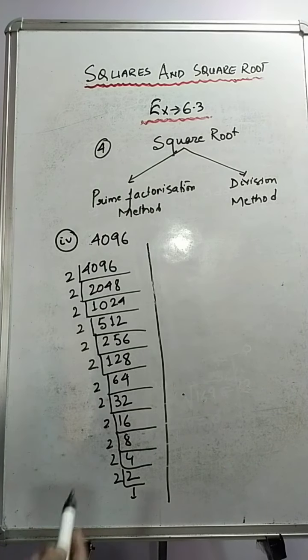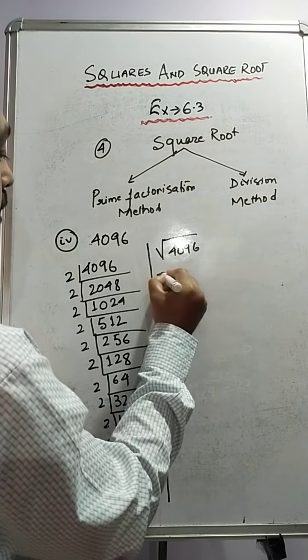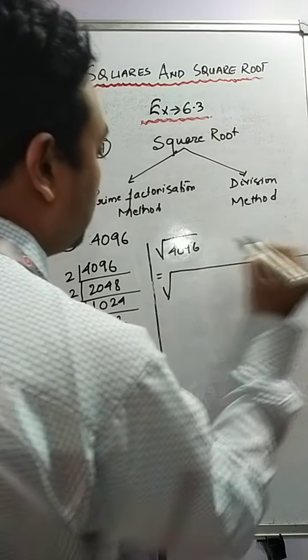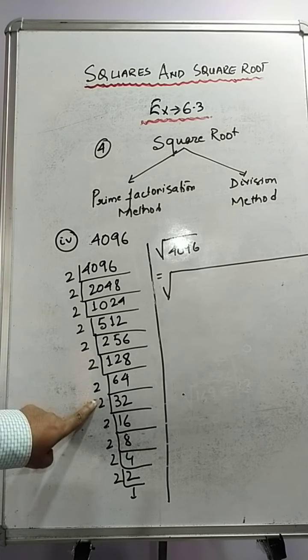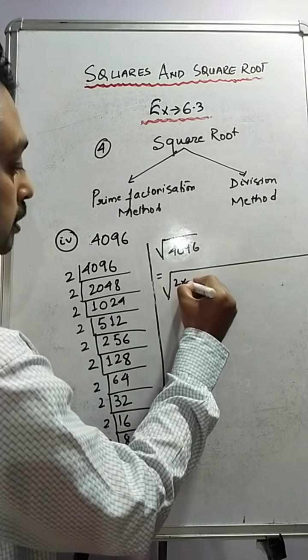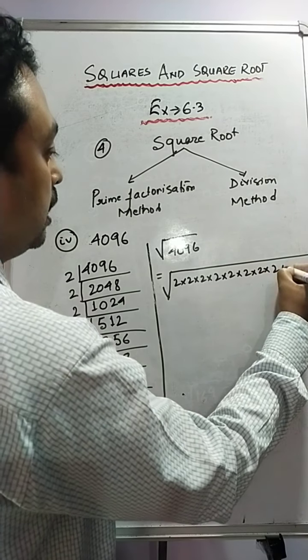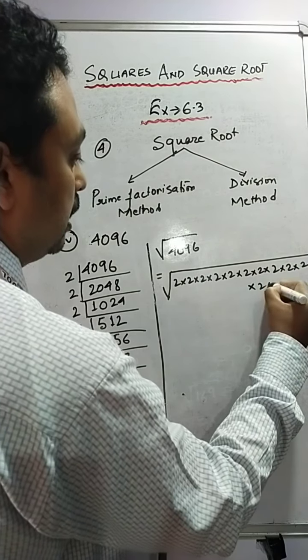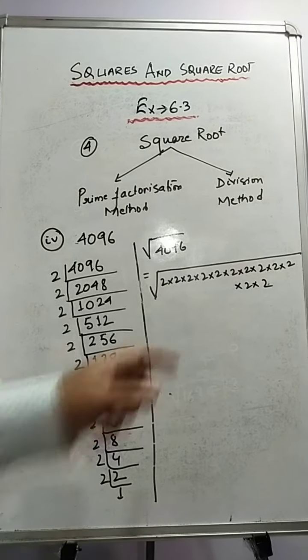Wonderful number. So what do we have to write? 4096. Then we have to put a big square root sign this time, students. So how many 2s are there? 1, 2, 3, 4, 5, 6, 7, 8, 9, 10, 11, 12. It's not even fitting here.